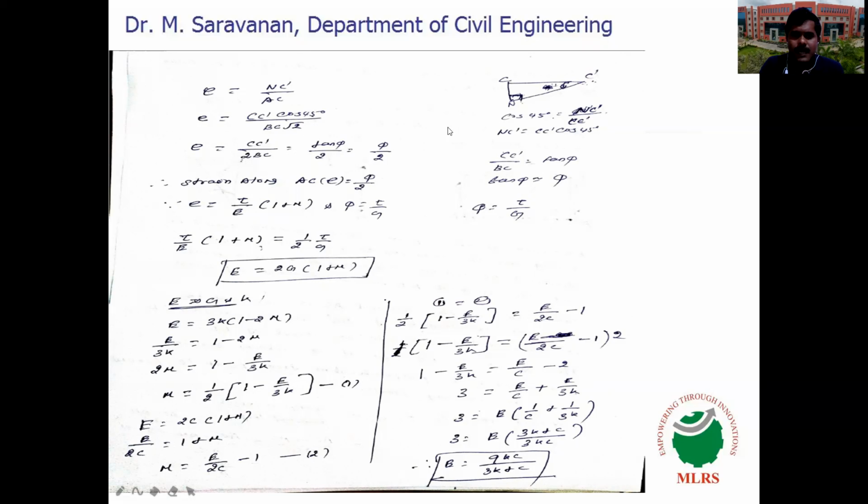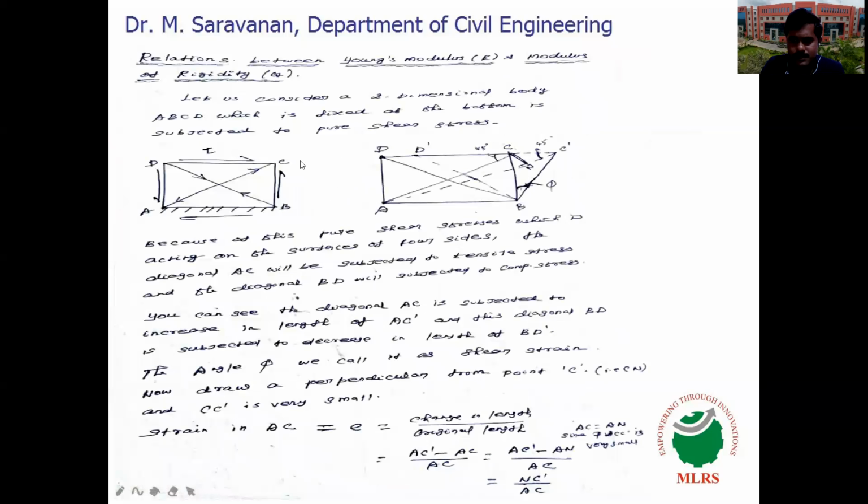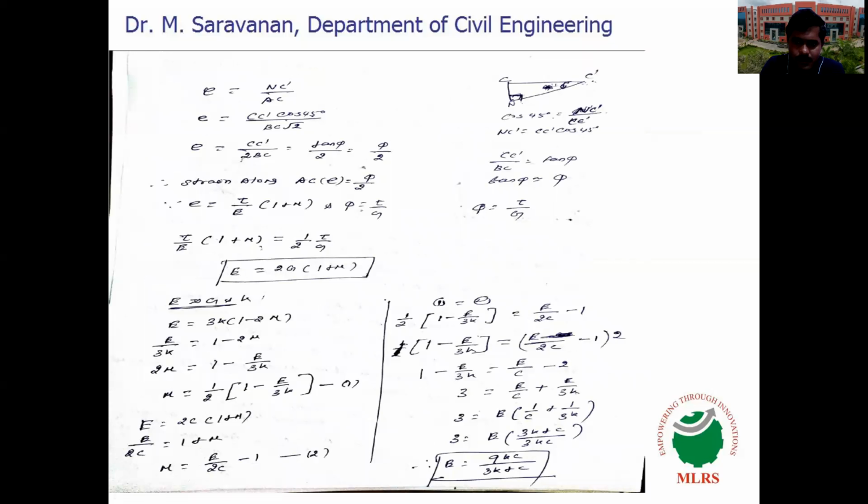Here, tan phi. If you consider this angle phi, tan phi is equal to opposite by adjacent. Tan theta is equal to opposite by adjacent. So tan phi is equal to the opposite, CC dash, divided by BC. So tan phi is nothing but CC dash divided by BC. You can substitute tan phi divided by 2 for CC dash divided by BC. Here tan phi is very small, since the strain value is very small. Therefore, tan phi is approximately phi, so the strain is phi by 2.